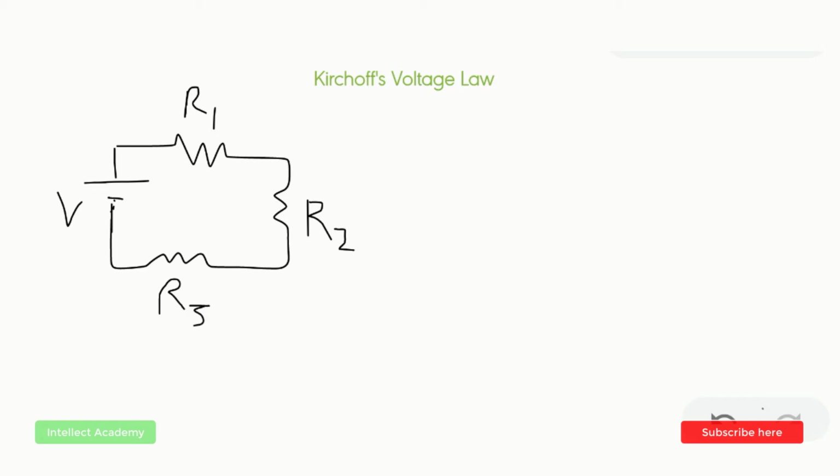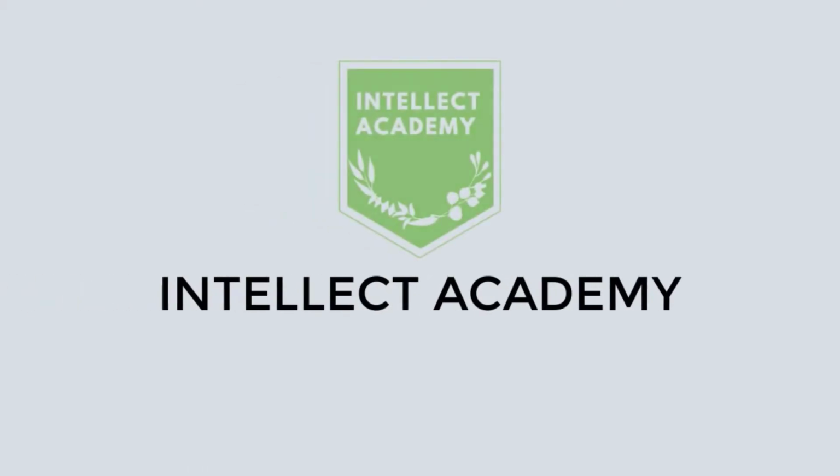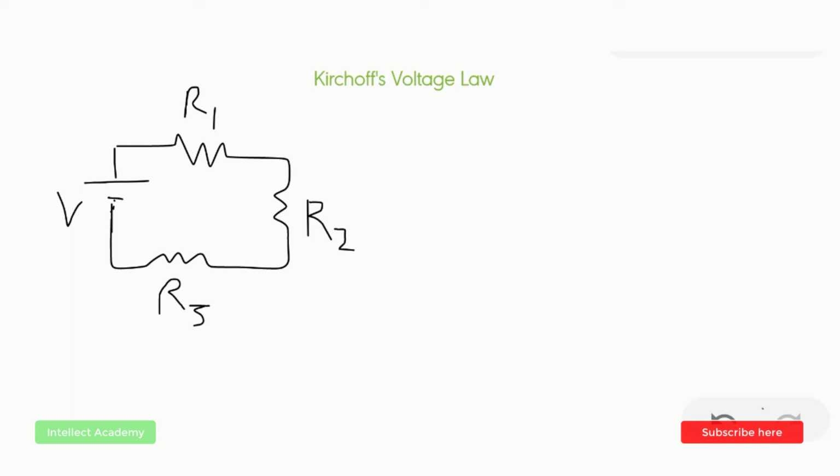Hi, in this video we are going to discuss Kirchhoff's voltage law, or Kirchhoff's loop law. As you can see in this picture, we have three resistors connected to a voltage source. Kirchhoff's voltage law states that the total voltage within a loop, like the one we have here, should be zero. So the summation of the source voltage and all the load voltages must be equal to 0.